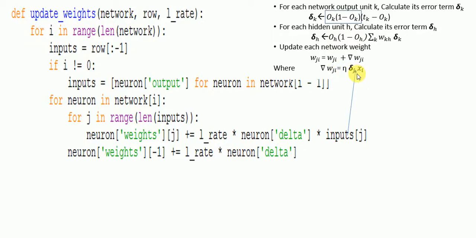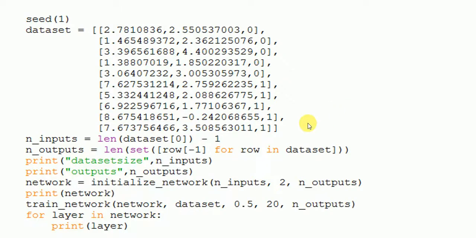So the weight updation is eta into delta into x of i. This is the formula, eta into delta into x of i. Eta is the learning rate, multiplied by the neuron delta that we have calculated, multiplied by the input value. So finally the network training is done. Now it will print the output.